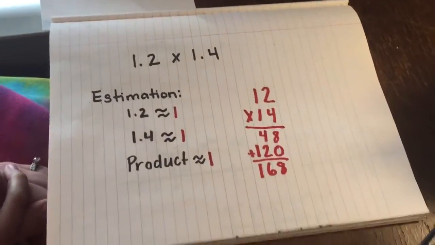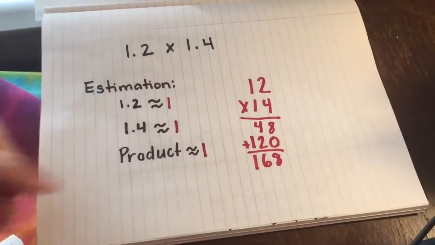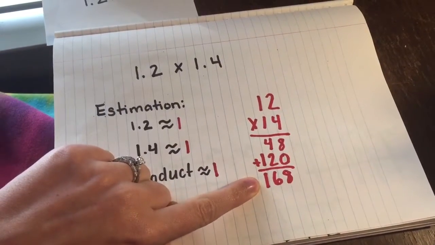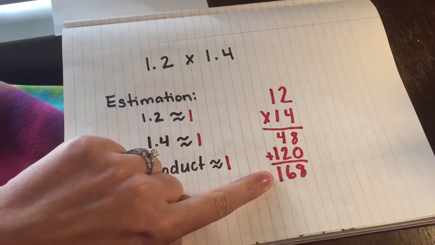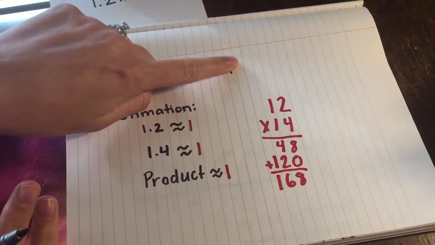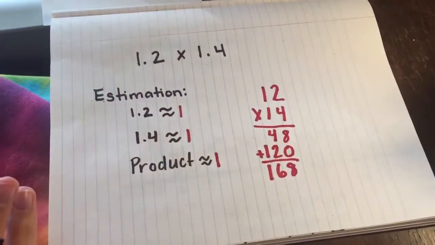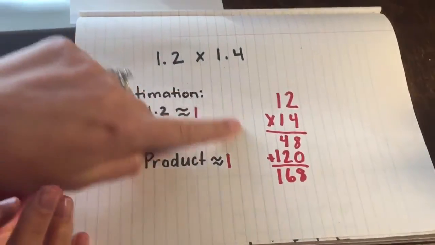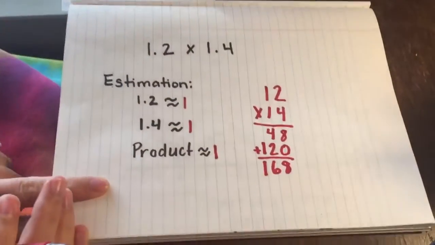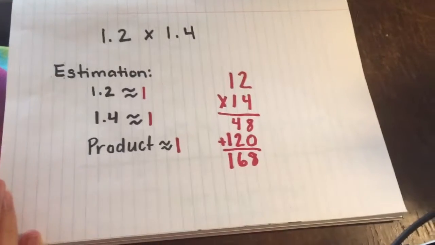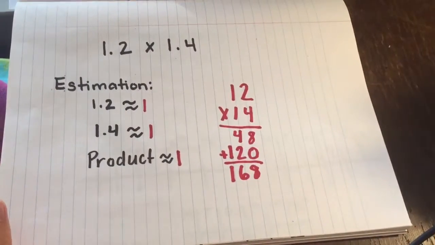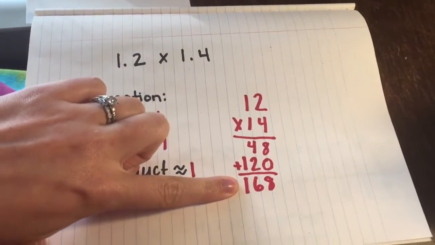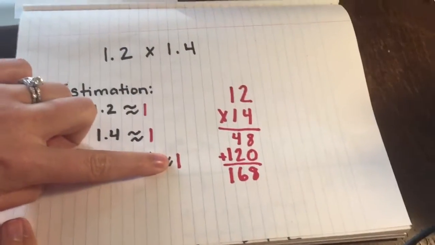Now this is where my estimation comes into play, because 168 is not the product. A common mistake that I'll see students do is they will simply write 168 as their answer and not think back about whether or not that's reasonable. The reason that we have them do this estimation beforehand is for them to decide what the placement of their decimal should be. I want my product that I came up with to be close to 1.